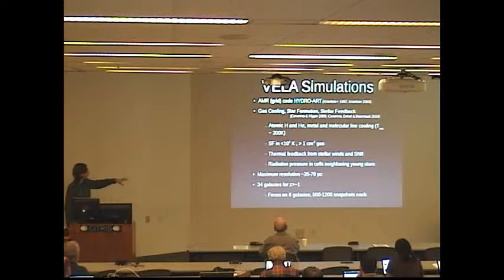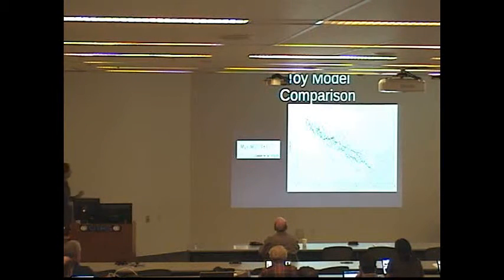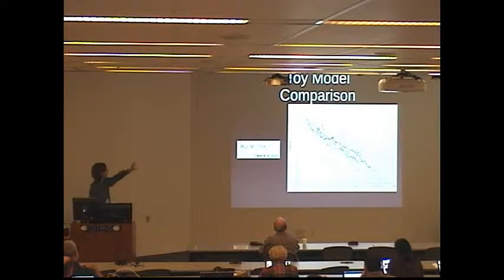So there are 34 galaxies. I'm mostly going to be looking at 8 of them, and we've got between 500 and 1,200 snapshots for each of those. So just to give you a sense, there's that toy model that I pointed out of the expected flow rate. Here I've plotted the flow rate from our simulations and overplotted in red the expected model, the toy model from Dekel et al.